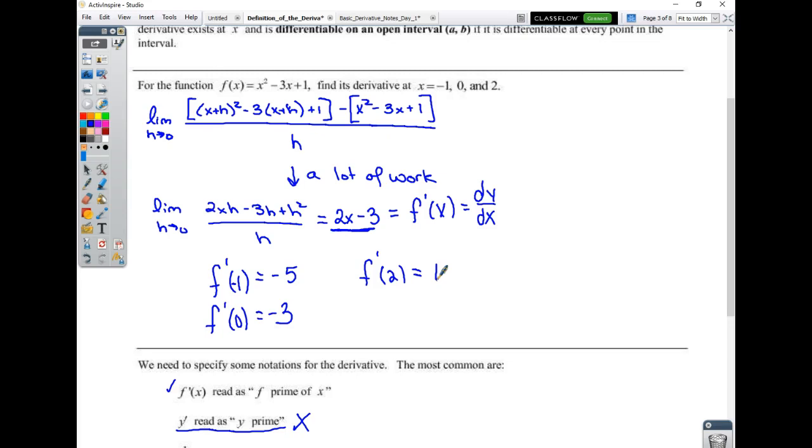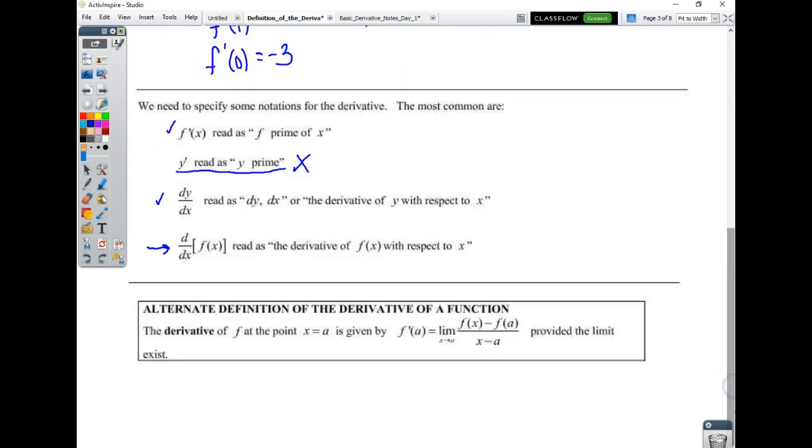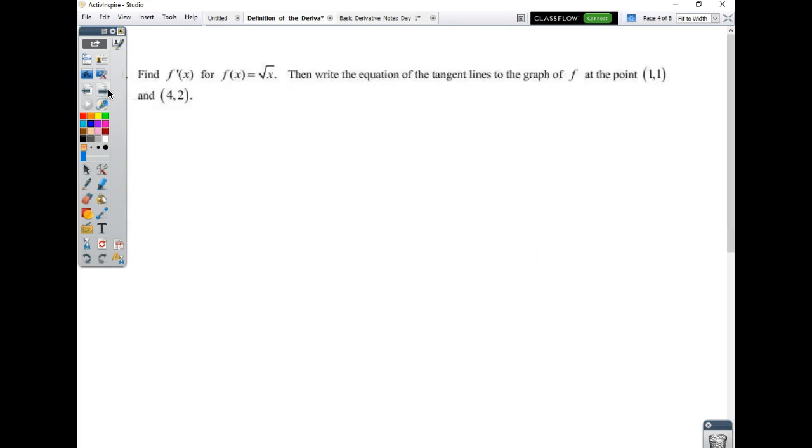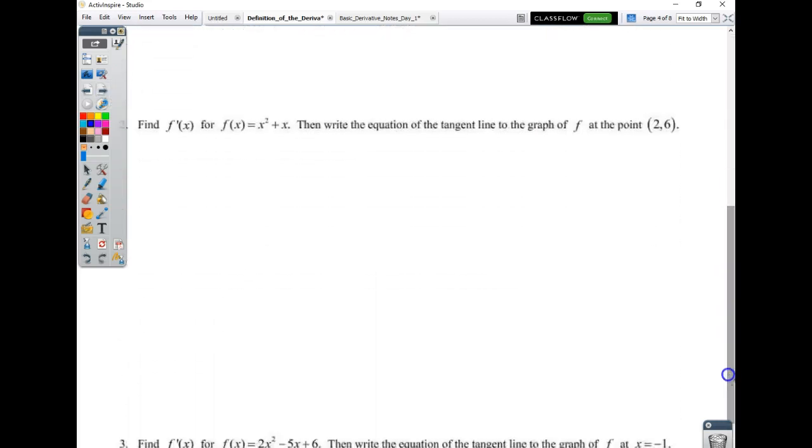Now, that is the definition of the derivative. There's also an alternate form of the definition of the derivative. All right? This is for specific points. And I am going to skip over to a different one here. Yes, I'll do it right here. The alternate form of the definition of the derivative. I just want to show you how it works.